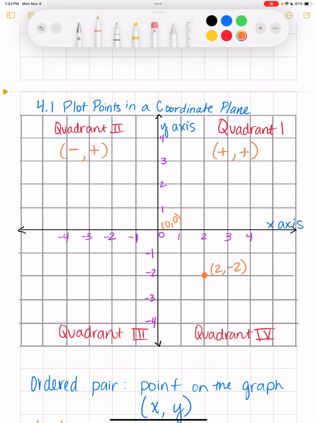Then quadrant 3, negative x and negative y. So both of these things are negative. So negative and negative. And then over here in quadrant 4, x is positive, but y is negative. So this is going to be positive, then negative, like that.